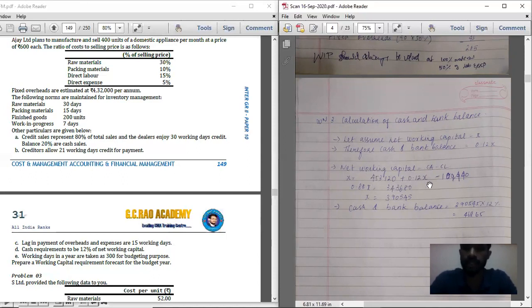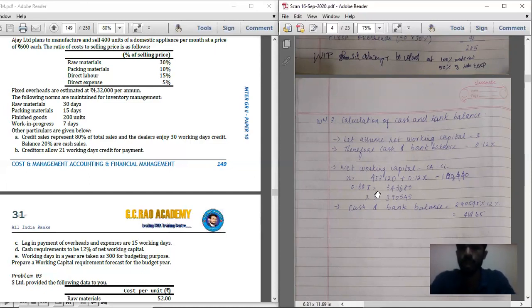So within bracket, current assets minus current liabilities, which we found. Total of current liabilities 1,09,440. Now solve it. X, if this 0.12x goes to the other side, left hand side, it will be minus 0.12x. So 1 minus 0.12 is equal to 0.88x. So 0.88x is equal to 4,53,120 minus 1,09,440.